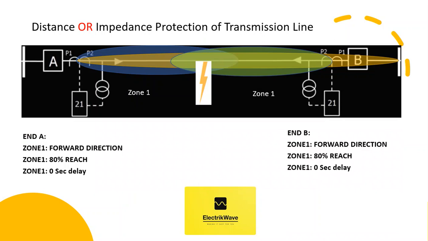If fault occur at 50% of line length, then both distance relay will see fault in Zone 1, and operate with 0-second delay.